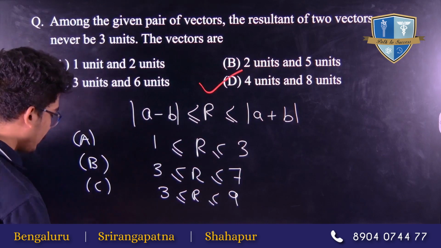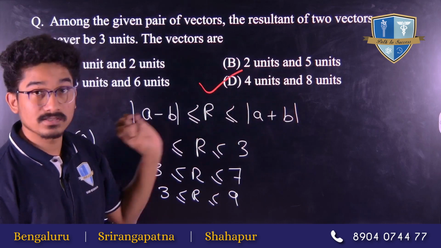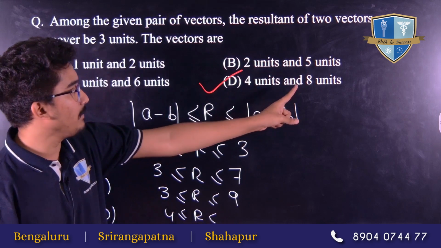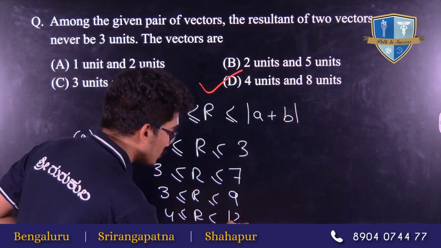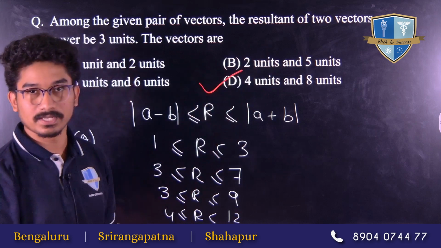Still, let's check it. Option D: their absolute difference, 8 minus 4, will be equal to 4, and their summation, 8 plus 4, will be 12. So 3 is not between 4 and 12. So this is the only correct option, correct?